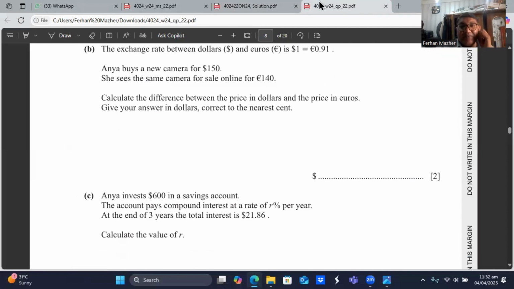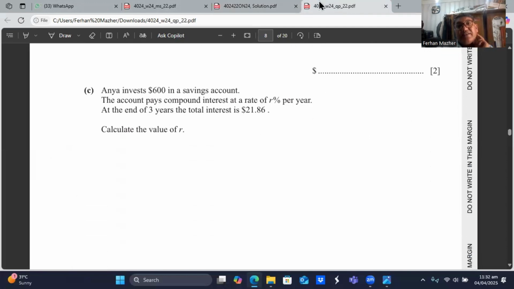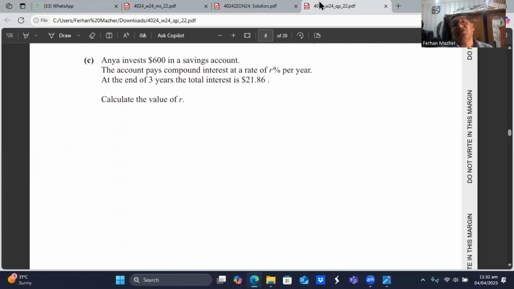This is question number 4, C part. It says Anaya invests $600 in a savings account. The account pays compound interest at a rate of R% per year. At the end of 3 years, the total interest is $21.86. Calculate the value of R.